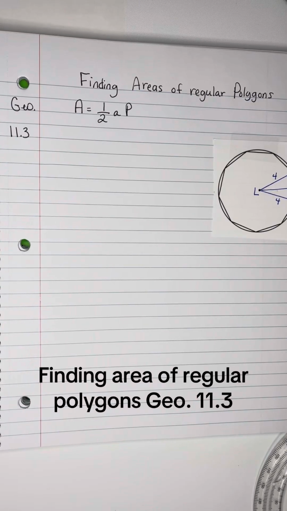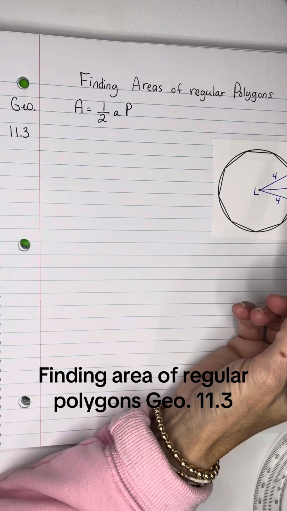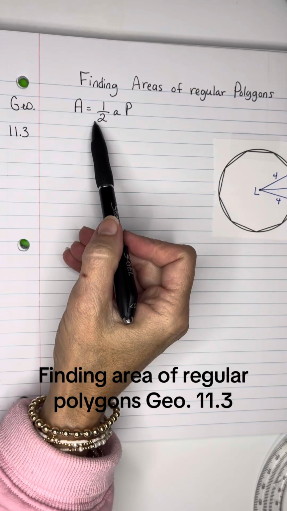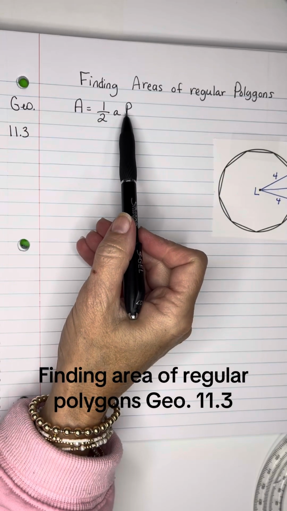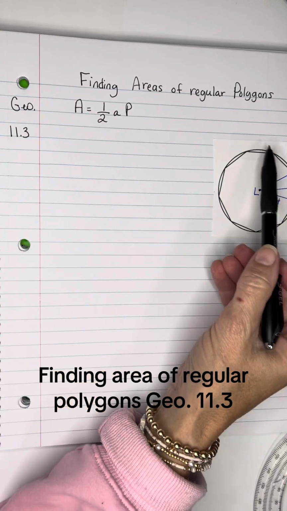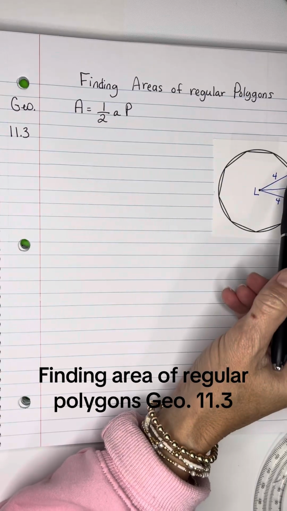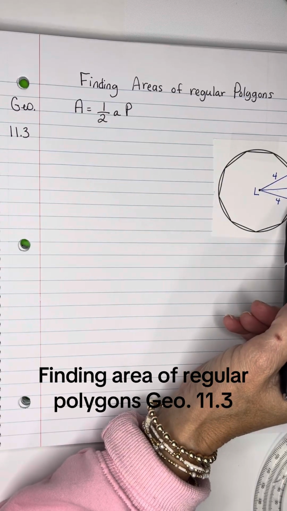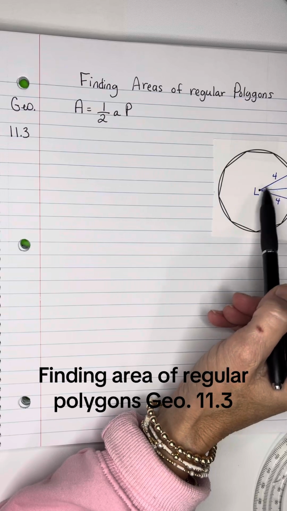Let me show you how to find the area of any regular polygon. We have a formula. It's 1/2 the apothem multiplied by the perimeter. And here I have a nonagon that has 9 sides, and I've drawn one of the triangles from it. And you can see that my radius is 4.